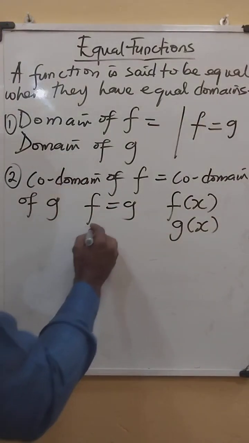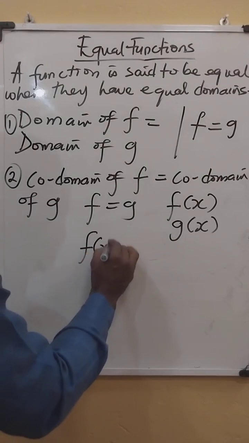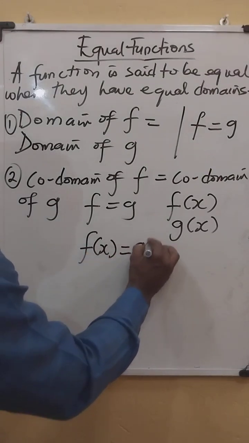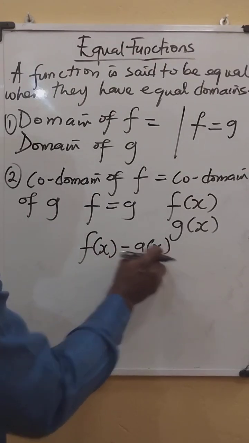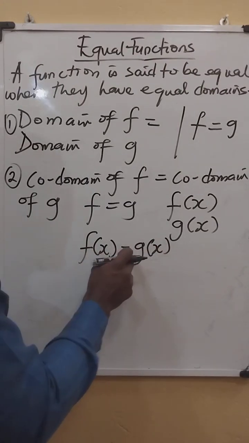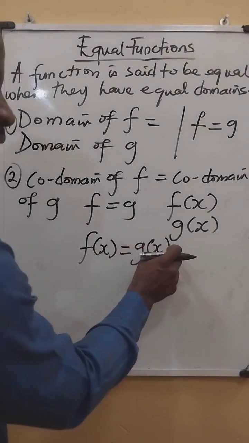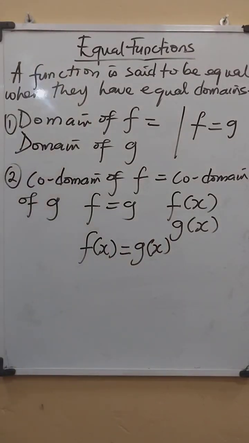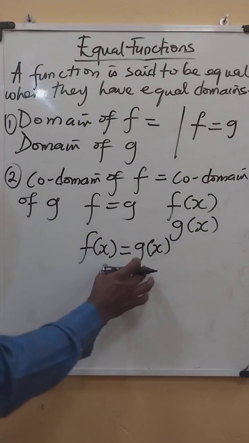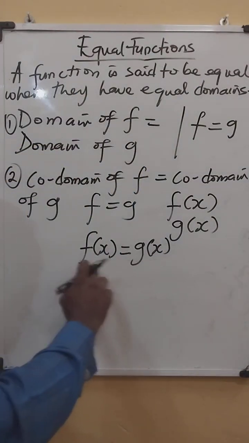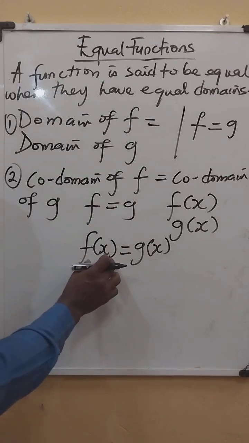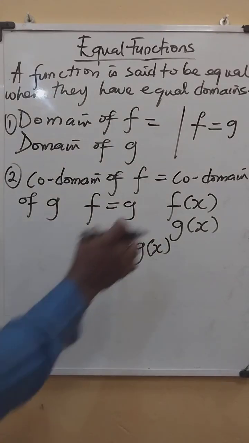So in this case, we are going to say what? The function of x is equal to what? The function of g. G as a function of x. F as a function of x is equal to g as a function of x. That's what it means in this case, in respect to equal functions. So these functions are equal. These are functions. This is how functions are denoted. Functions are denoted this way.